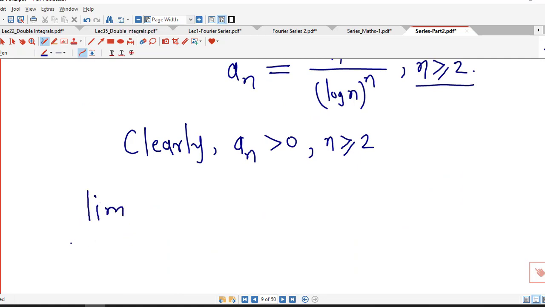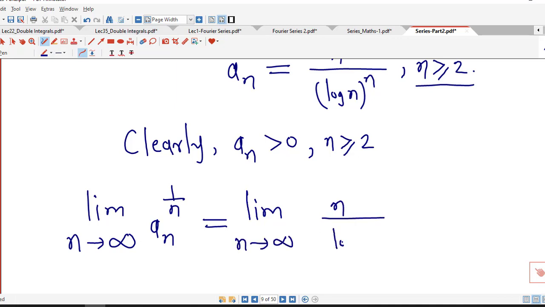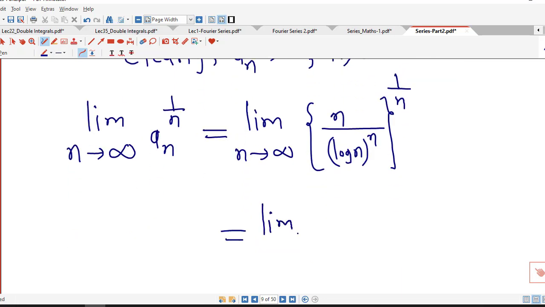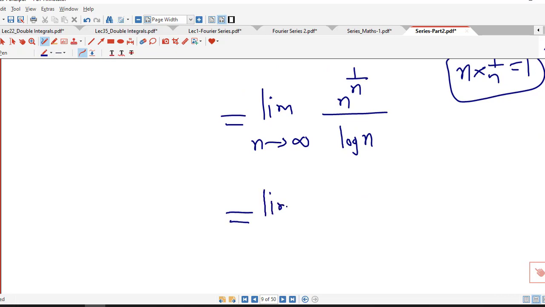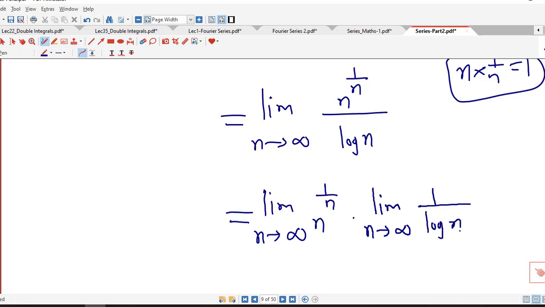Now we try to find the limit of the nth root of the nth term, which is equal to the limit as n tends to infinity of n divided by (log n) raised to n, all raised to 1 by n. So this is equal to the limit as n tends to infinity. Here we write n raised to 1 by n, and (log n) raised to n into 1 by n, which is 1. So we have log n. Now this we can rewrite as the limit of n raised to 1 by n, into the limit of 1 over log n.